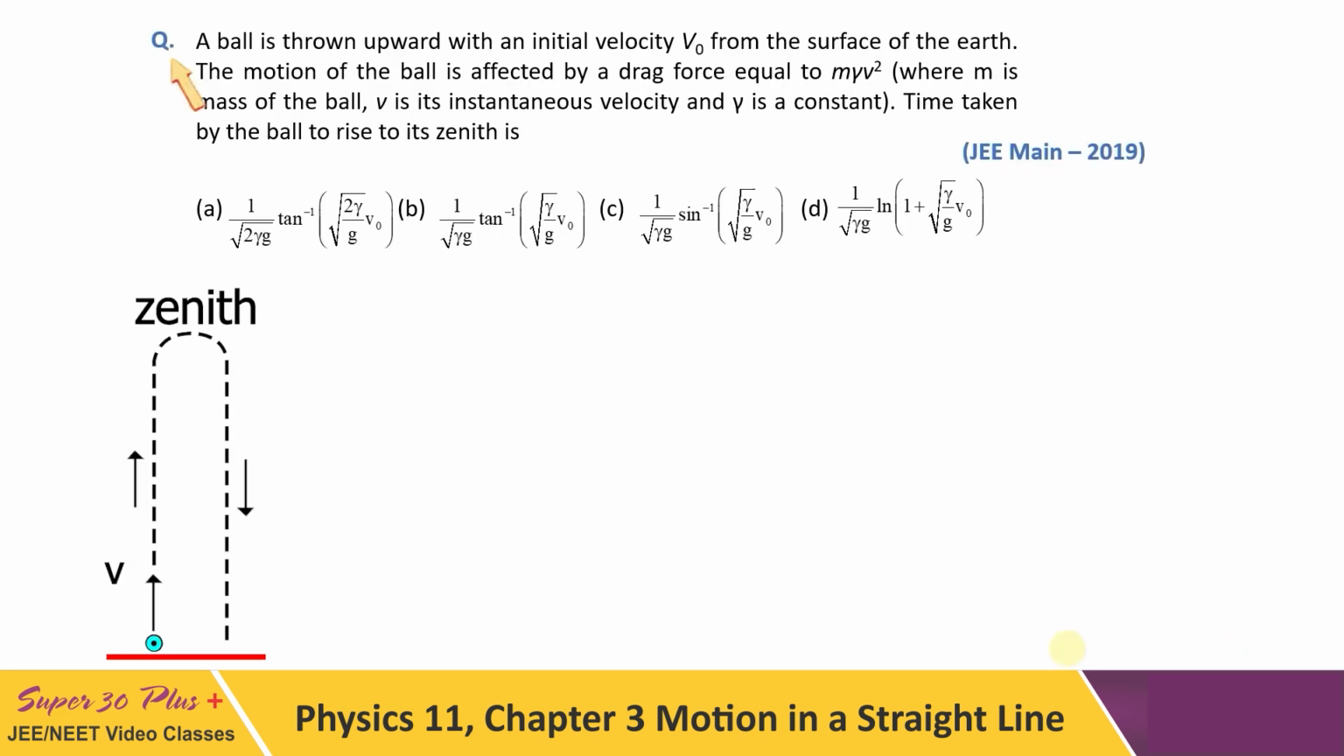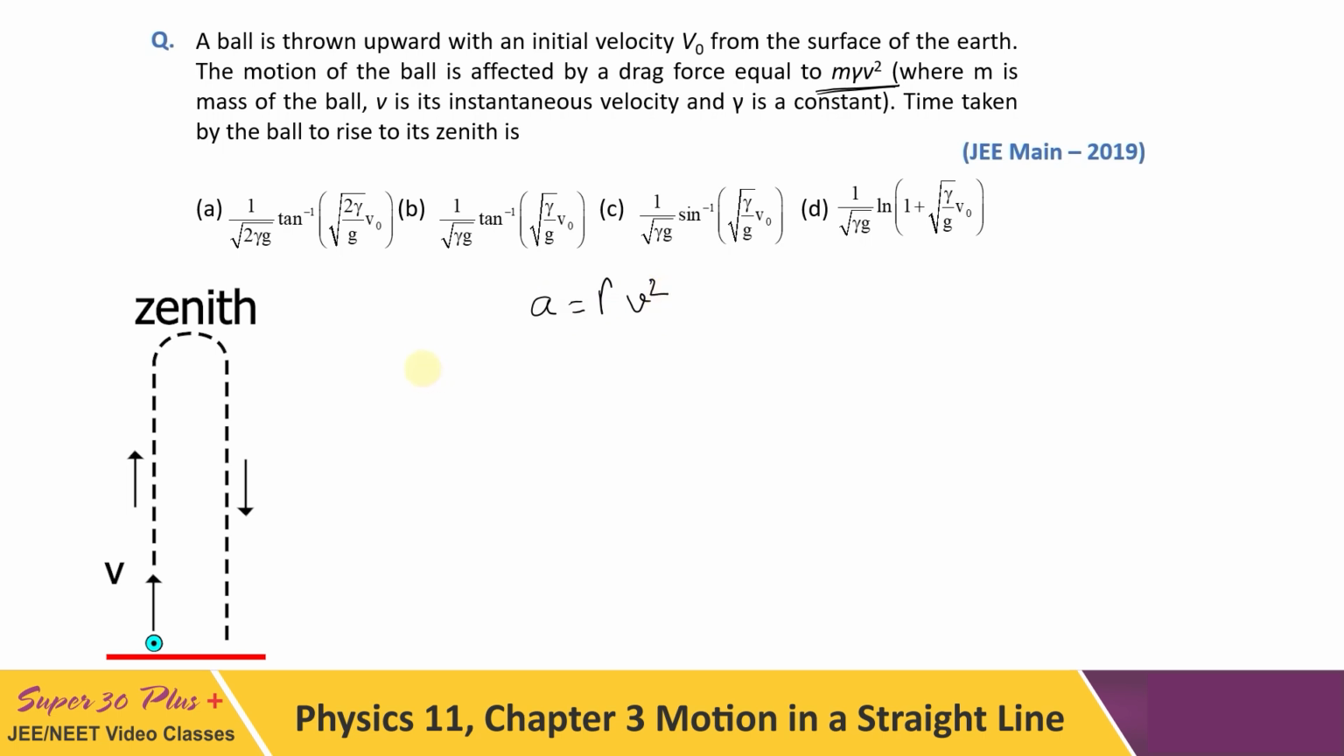Move to next question. A ball is thrown upward with an initial velocity v0 from the surface of earth. The motion of ball is affected by a drag force equal to m gamma v square. Here this is the variation of drag force with velocity. So we can write acceleration as, because acceleration has to be force upon mass, gamma v square. We got relation between acceleration and velocity.